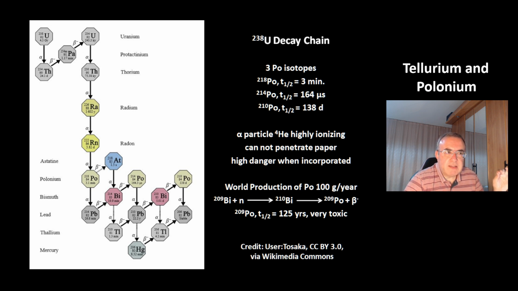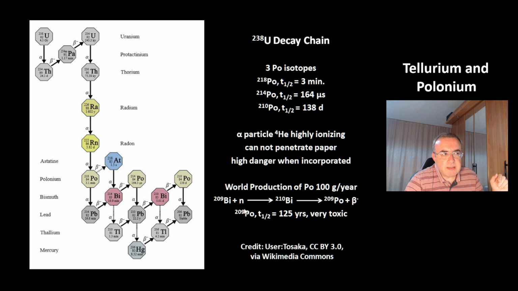The alpha particle is a highly ionizing particle because it has a double charge. It is the nucleus of the helium-4 isotope. It cannot penetrate paper, but when it's incorporated, it's very dangerous because it is highly ionizing. World production of polonium is about 100 grams per year.